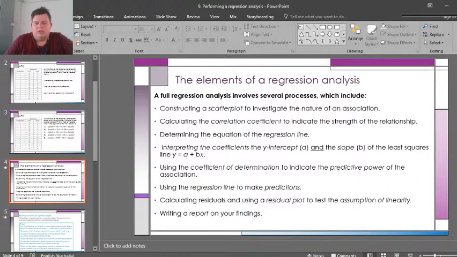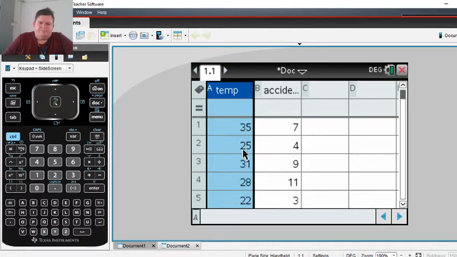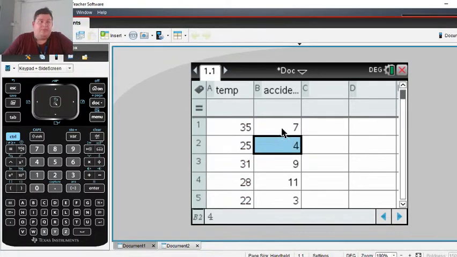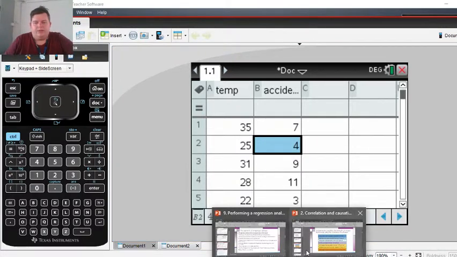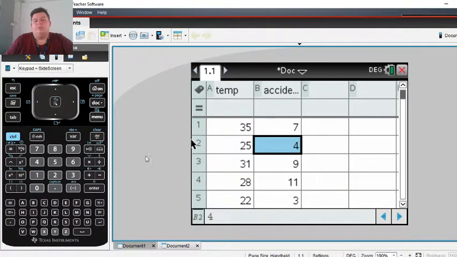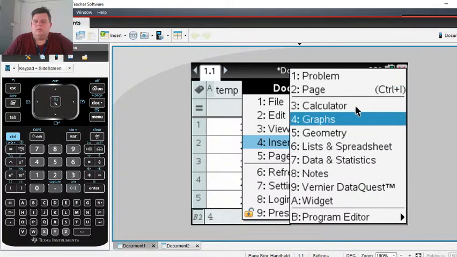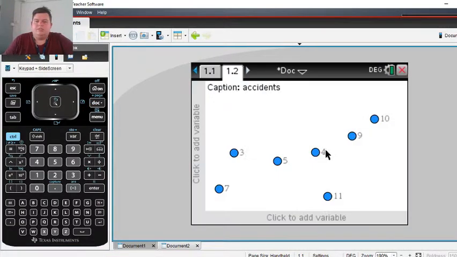So I've come up with this data set here, which is temperature versus number of accidents that happen, traffic accidents. And what we're going to do is we're going to go through this and we're going to work things out one at a time. So the first thing we need to do is construct a scatter plot. So if you want to do that, you go to Doc, Insert, Data and Statistics.